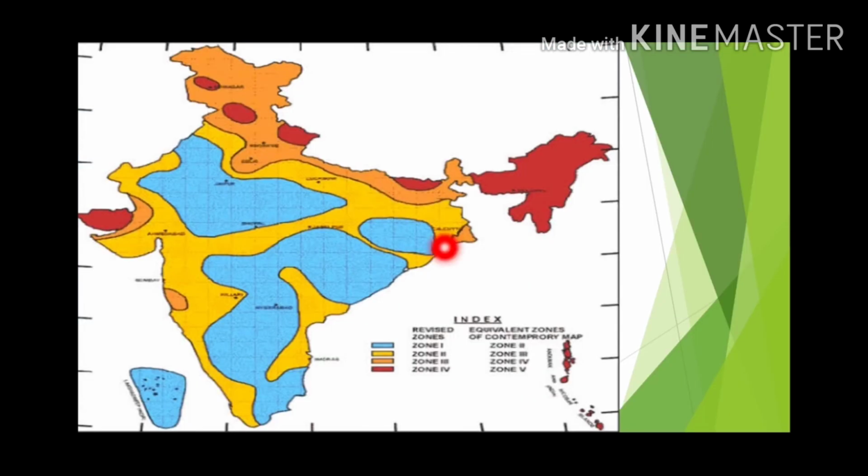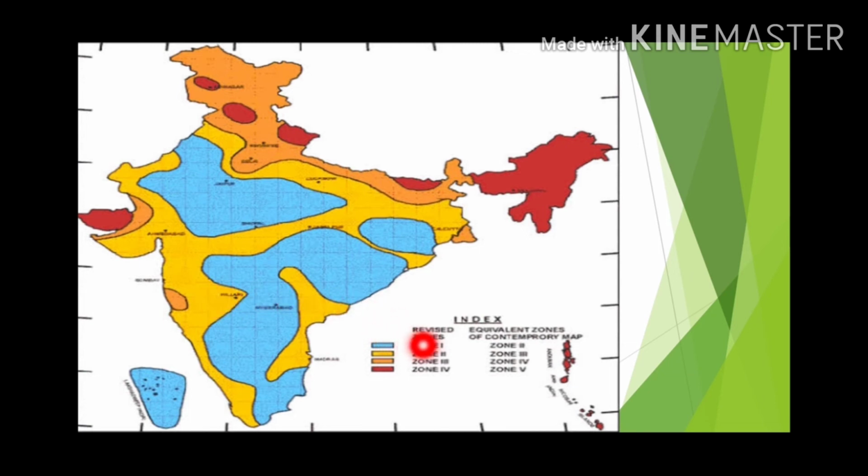Now let's see the condition in India. You can see in the map with different colors it's highlighted. With the blue color it's zone 1. So this is the zone which is less prone to earthquake. Then more than this is zone 2, which is shown with a lighter yellow color. This is not so much prone to earthquake.